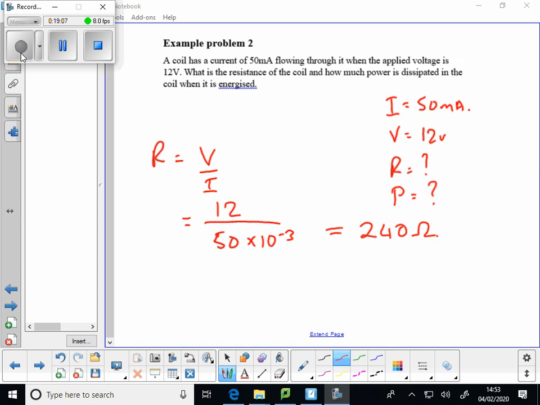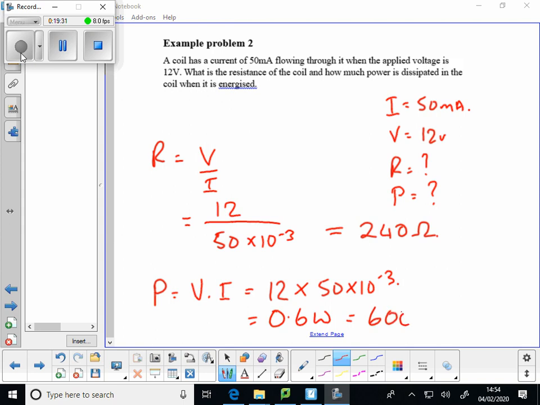In the power, in this case, it is best to use the formula with the values we've been given in the question. So we're 12 times 50 times 10 to the minus 3 equals 0.6 watts, which is 600 milliwatts. Either would do in the answer to an assignment question, unless you were specifically asked otherwise.